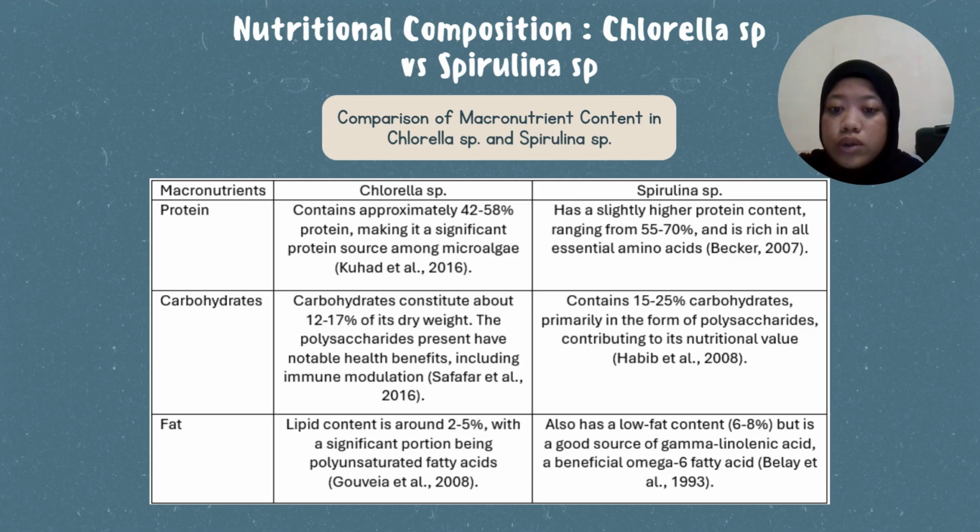Next, we also have fat. In chlorella, lipid content is around 2 to 5%, with a significant portion being polyunsaturated fatty acids. And spirulina also has a low fat content, which is 6 to 8%, but is a good source of gamma linoleic acid, a beneficial omega 6 fatty acid.